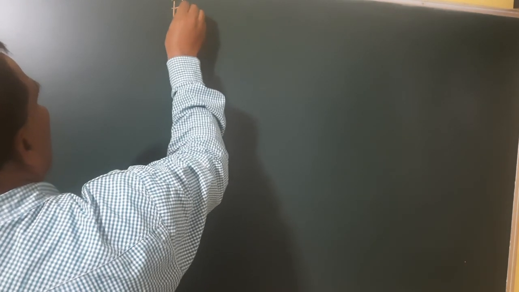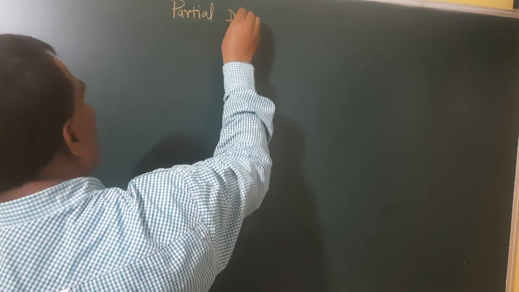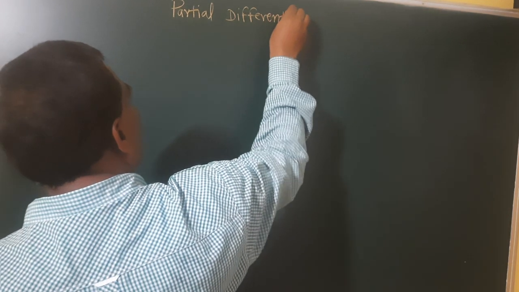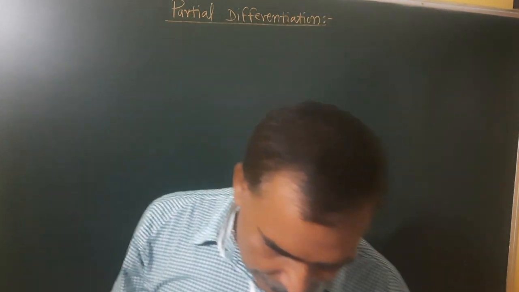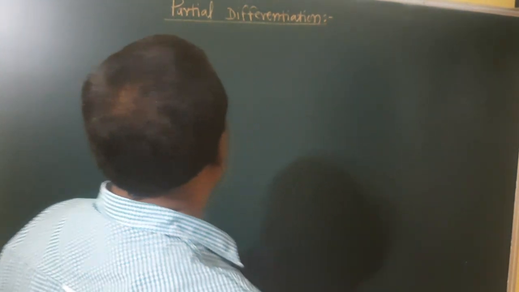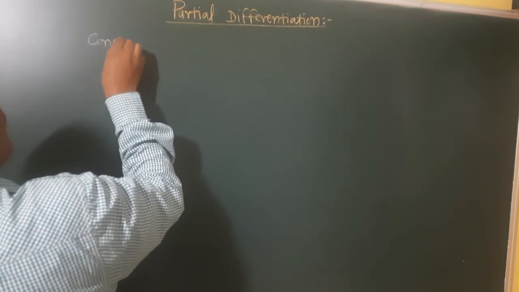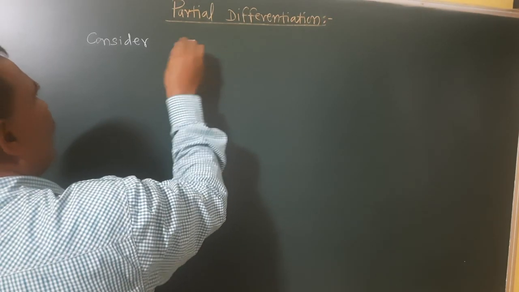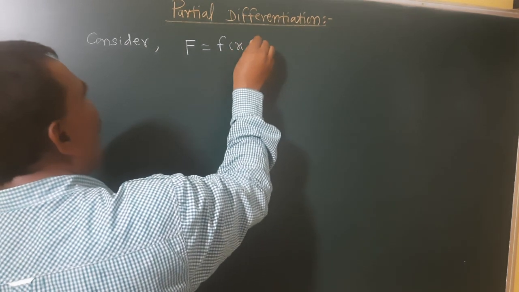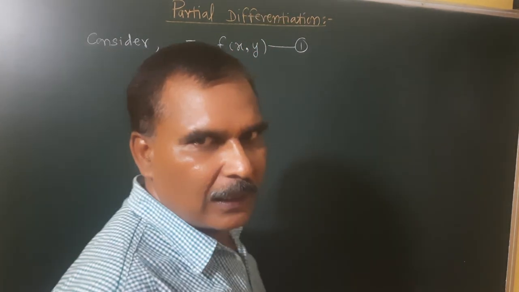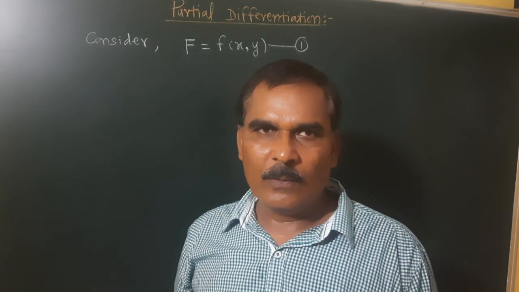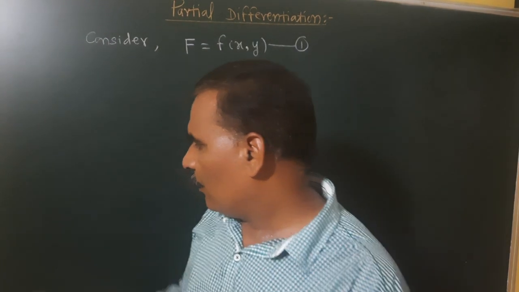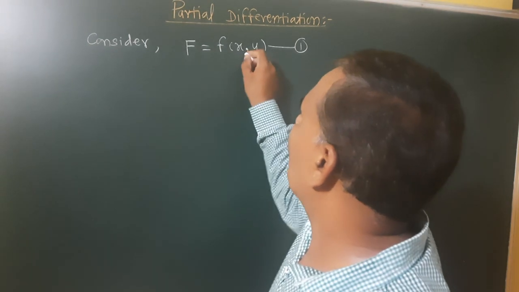Partial differentiation. In partial differentiation, we consider a function of two variables, that is, consider function f is equal to f of x comma y. This is the first equation. Here f is the function, and first of all we consider f is equal to f of x comma y.